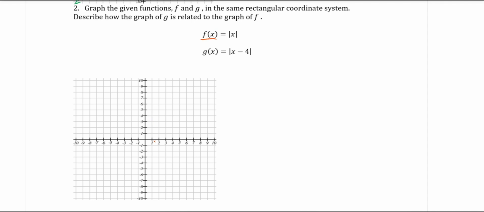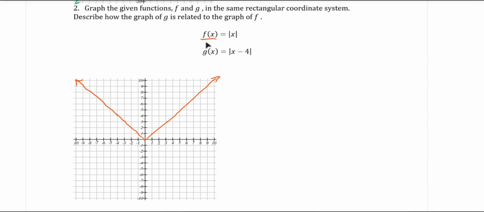Let's graph that function quickly. At this point, you should know enough points on absolute value to graph it quickly by shape. There is the absolute value graph with its characteristic V shape. It might be a good idea to memorize the graphs of the basic parent functions that we are going to look at in this video today.